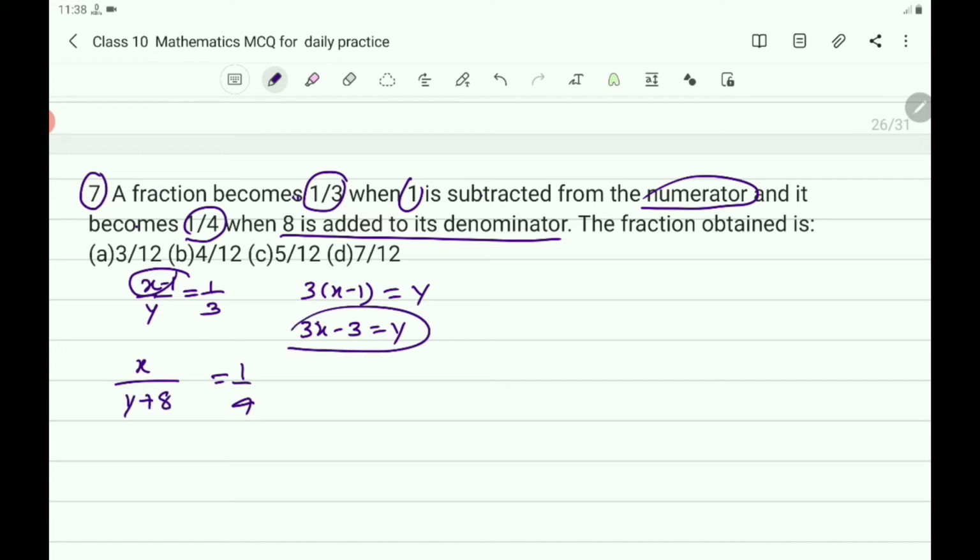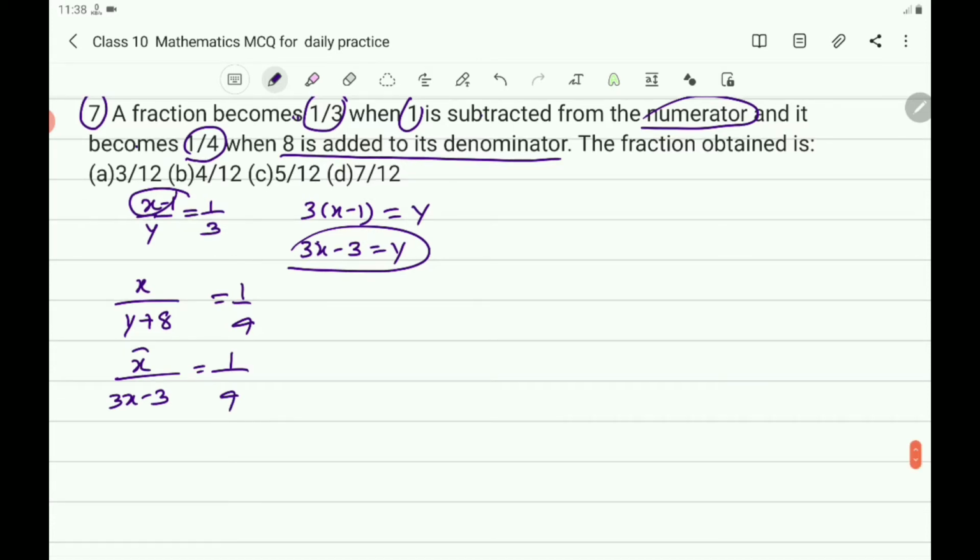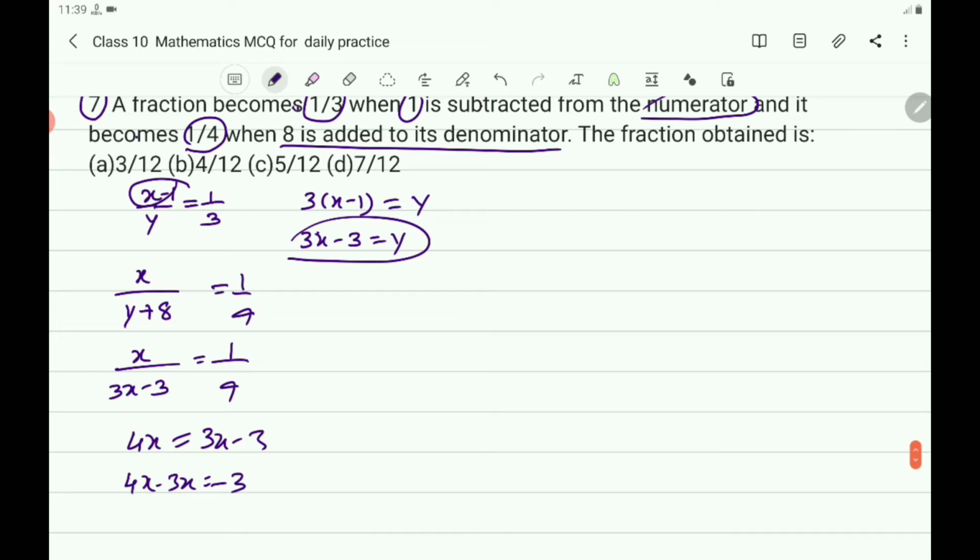Then you write this value here, that is x by, in the place of y you write 3x minus 3, plus 8, equals 1 by 4. Do the cross multiplication. X into 4 is 4x equals 1 into 3x minus 3 plus 8. Then you take this 3x to the LHS. That becomes 4x minus 3x equals minus 3 plus 8. You got x equals 5.